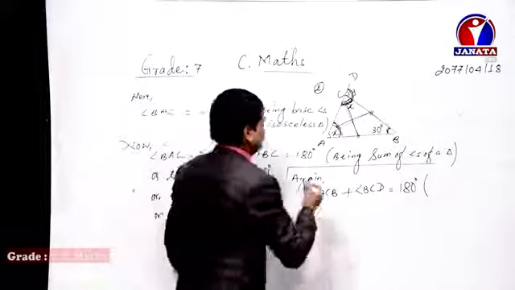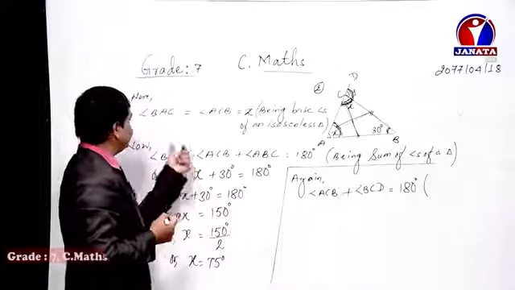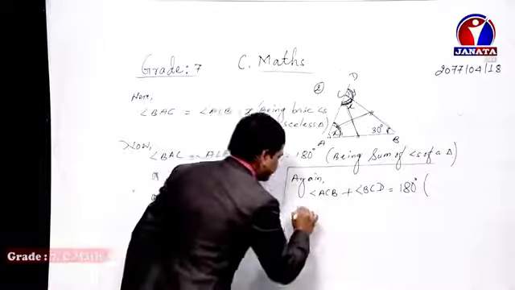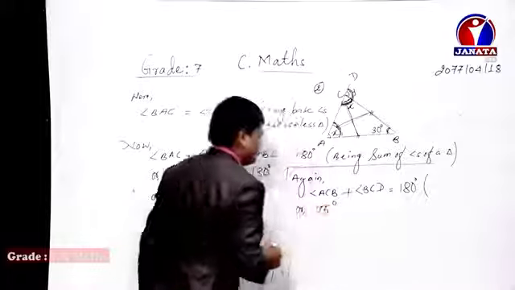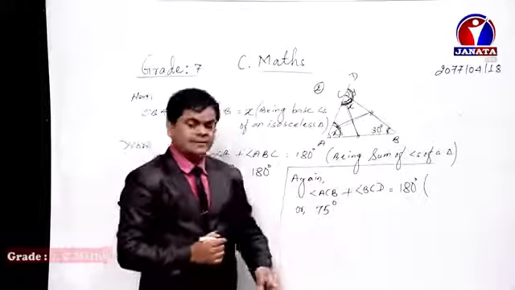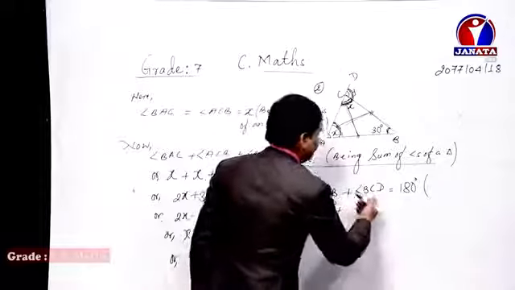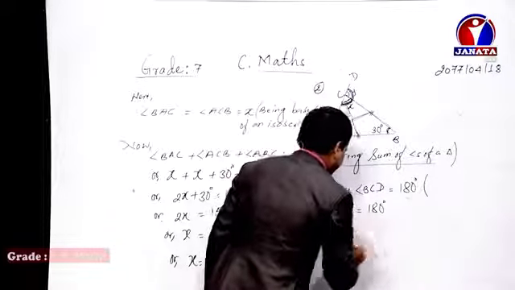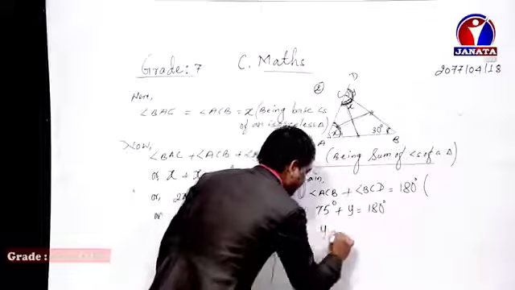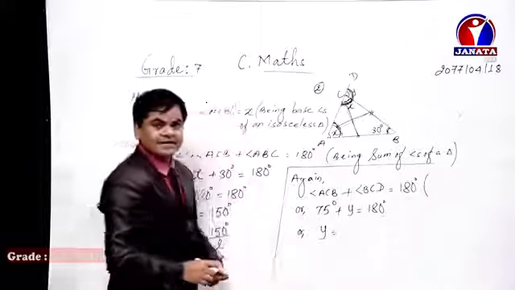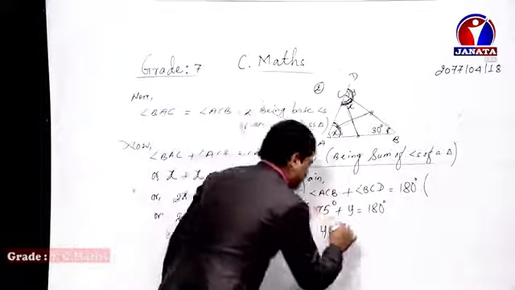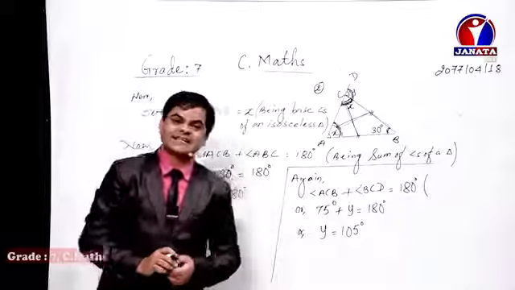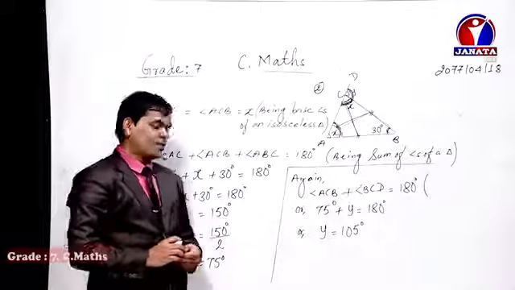Then what about ACB? We just got the value of x. ACB equals x, and we got the value of x as 75 degree. So we can mention in the second statement, in the place of angle ACB, the 75 degree. Now our target is to find BCD, and BCD is given here as y, equals 180 degree minus 75 degree, by taking it to the right hand side. What will it be? 105 degree, isn't it? 180 degree minus 75 degree equals 105 degree.